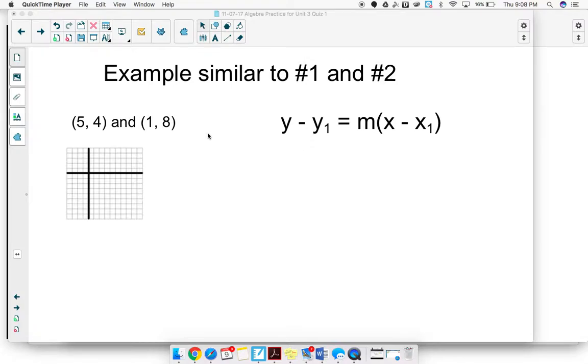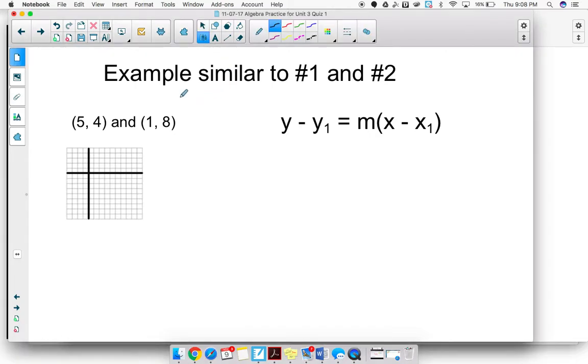Hey everyone, this is an example to help you with the first and second problems on your quiz. What I want you to do for these examples is to record them on the correction sheet that I gave you. And when you get done recording the example, I want you to fix the problem that you had the mistake on and then explain your error. Okay, we'll do that for each of the questions that you missed.